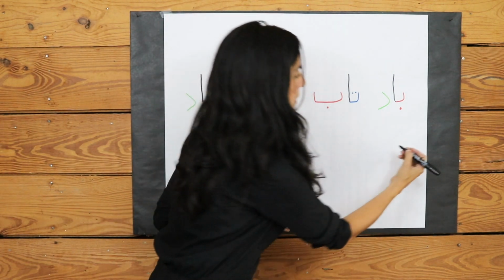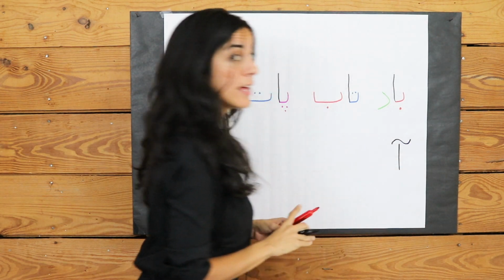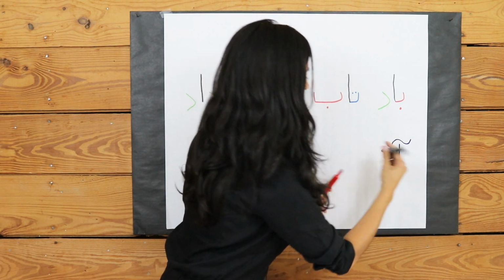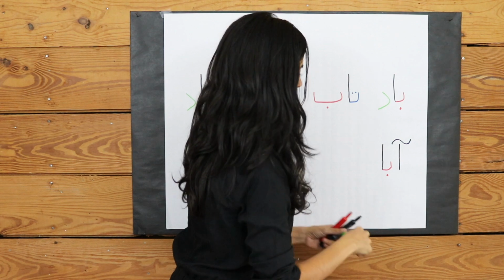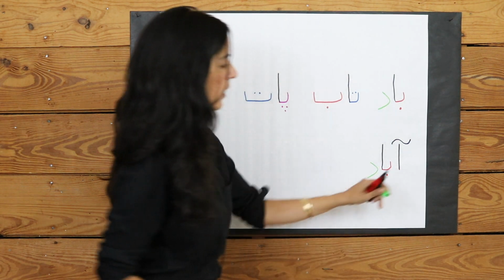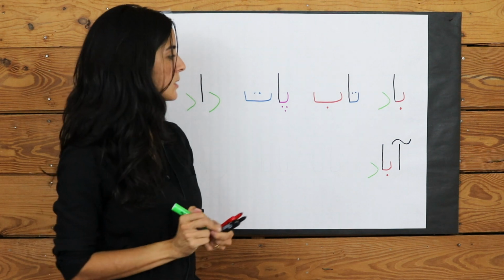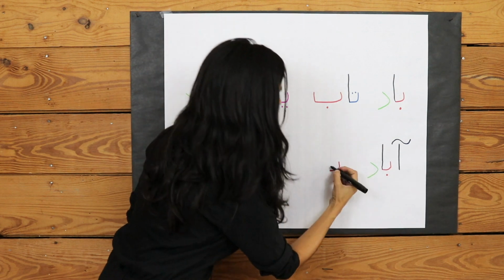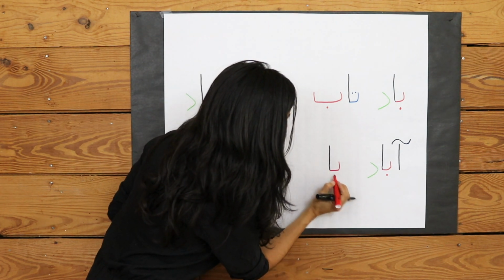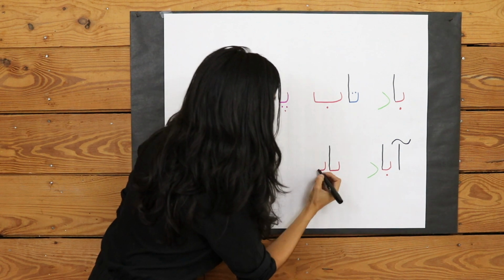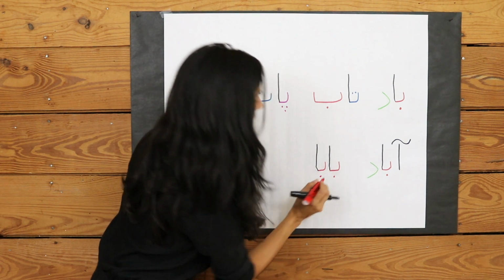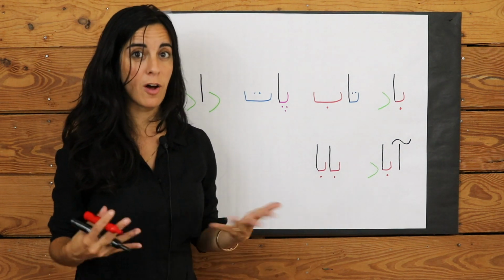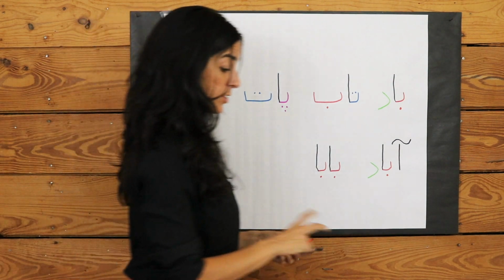So next we're going to do an a with a hat because it's the first letter. De, a, and a de. So that becomes abad, and that means prosperous. De, a, oop, forgot my dot. Be, a, ba, and that's a very important word to know, and it means dad, father, baba. So one of the first words you learn how to write.